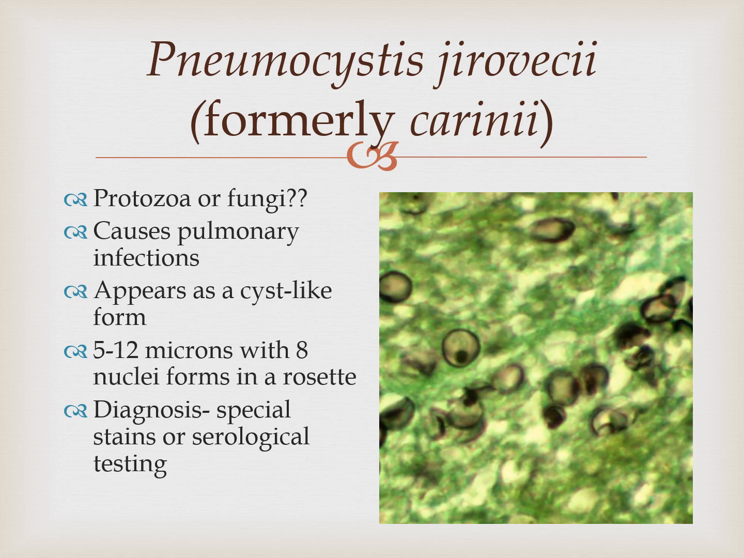This appears as a cyst-like form, and they are about 5 to 12 microns with 8 nuclei that form inside of a rosette. The diagnosis of Pneumocystis jirovecii is by using special stains or serological testing. Over on the right, we can see a GMS stain where pneumocystis is black and it's very delicate looking with an internal black comma. That's very typical for pneumocystis as stained in a GMS stain.